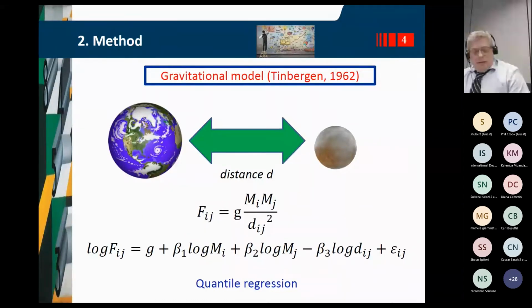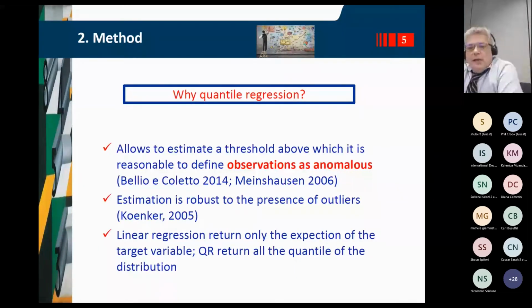We don't estimate a normal linear regression, but we use quantile regression. The reason why is explained in the next slide. Why quantile regression? It allows us to establish a reasonable threshold, a high quantile of the distribution, above which we can tag an observation as anomalous. The estimation is robust to the presence of potential outliers, also because in the end that is what we are looking for. Moreover, linear regression returns only the expectation of the target value. Instead, quantile regression gives us an idea of the quantiles of the distribution that can give us some clues about the phenomenon.